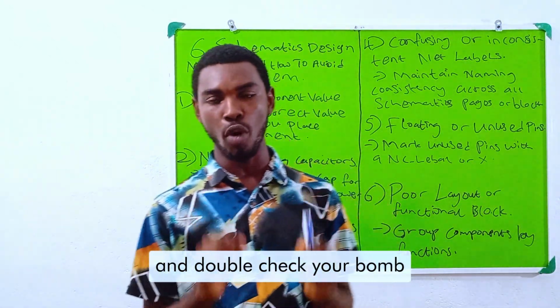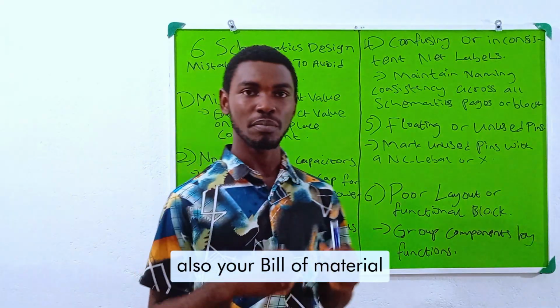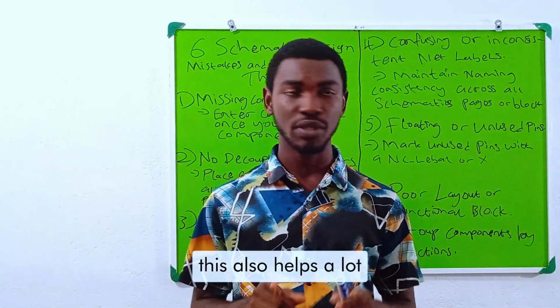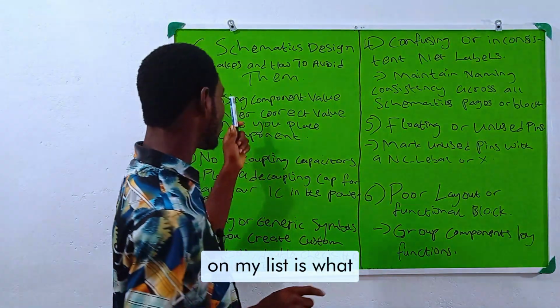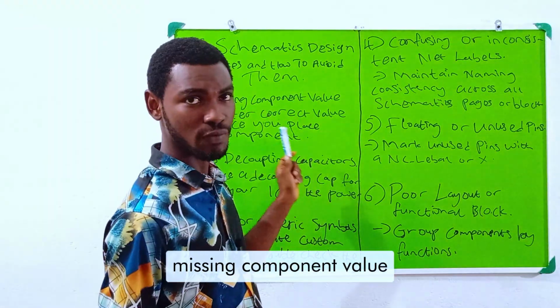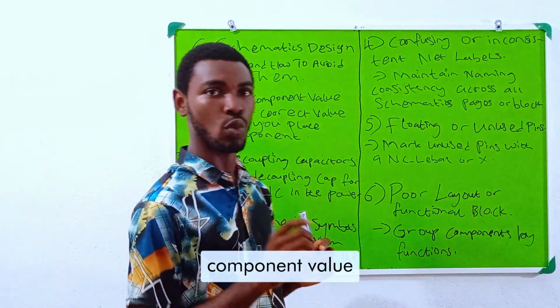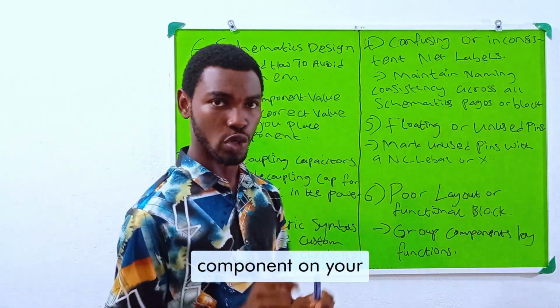Double check your BOM, your bill of material, before sending it to your manufacturer. This also helps a lot. So the first one on my list is missing component value. The way to avoid it is to always put your component value once you place that component on your schematic sheet.